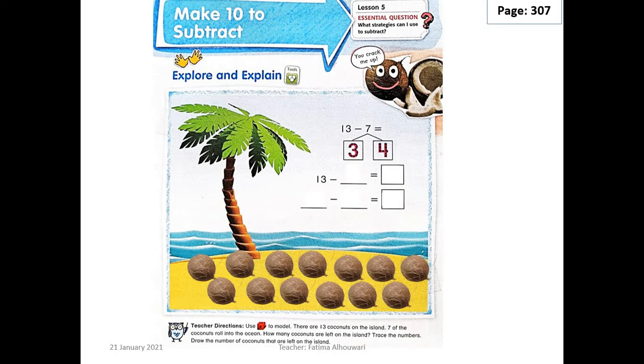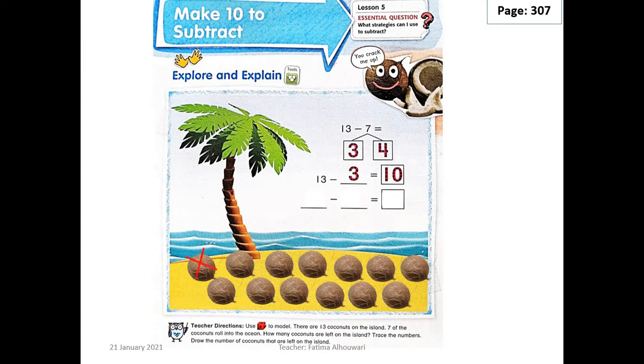Now, the second step is to make 10. Trace the 10 in the third box, like this. Now, which part of 7 should be taken away from 13 so that 10 is left? What do you think, 3 or 4? Yes, of course, it's a 3.